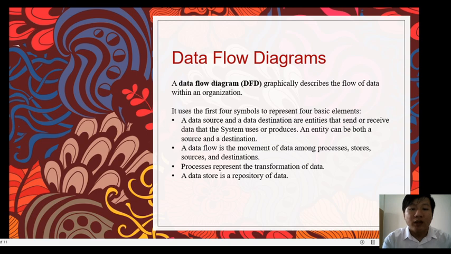First one, a data source and a data destination are entities that send or retrieve data that the system uses or produces. An entity can be both a source and a destination. Number two, data flow is the movement of data among processes, stores, sources, and destinations. 3. Process represents the transformation of data. 4. A data store is a repository of data.